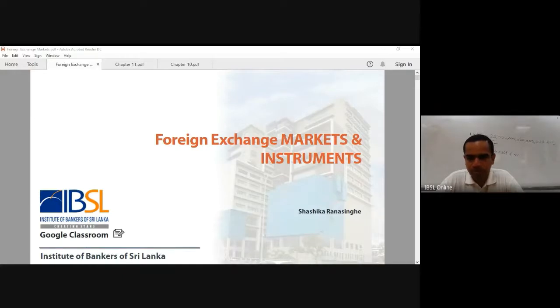Okay, so let's move on to foreign exchange. Now, don't panic because the Sri Lankan rupee is still at about 180. Again at 180. So there is a long way for us to go. Nowhere close to this.